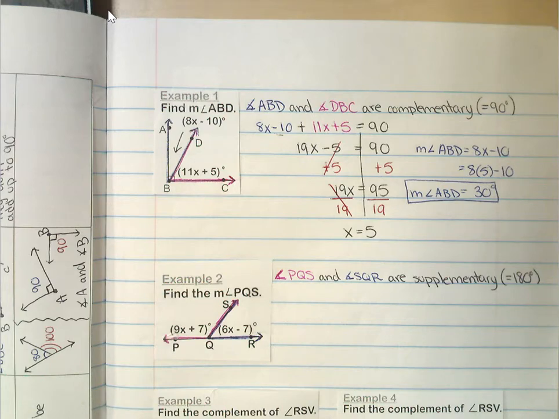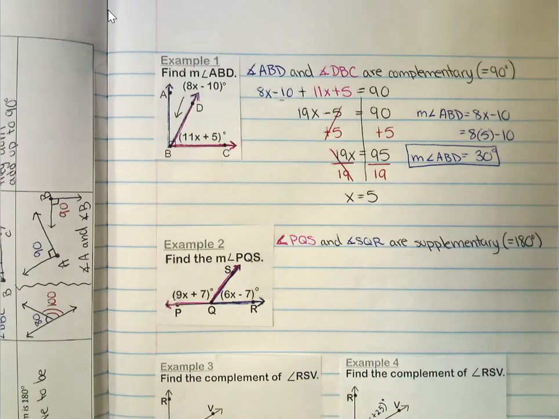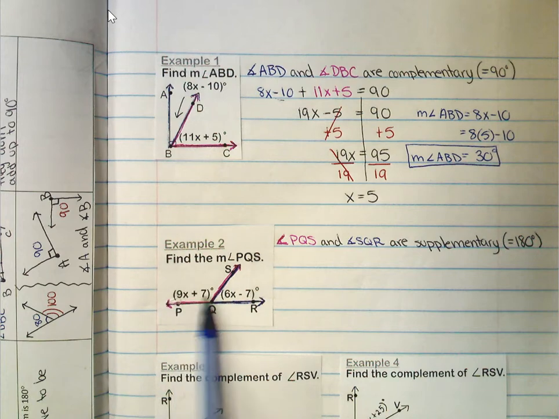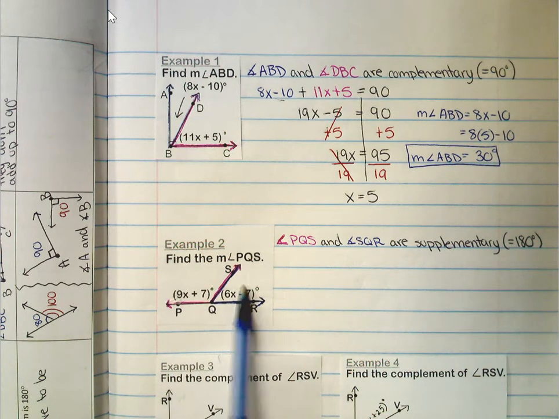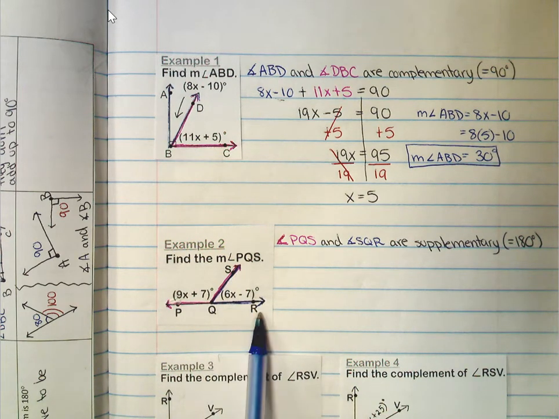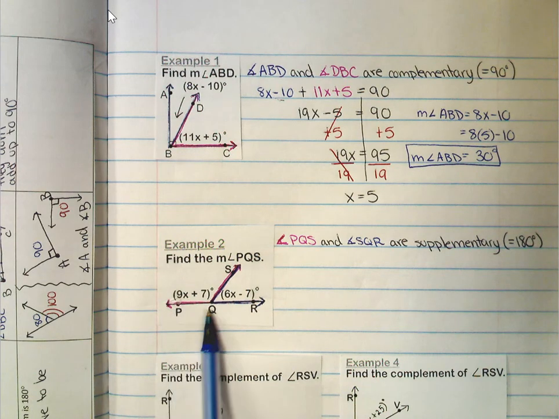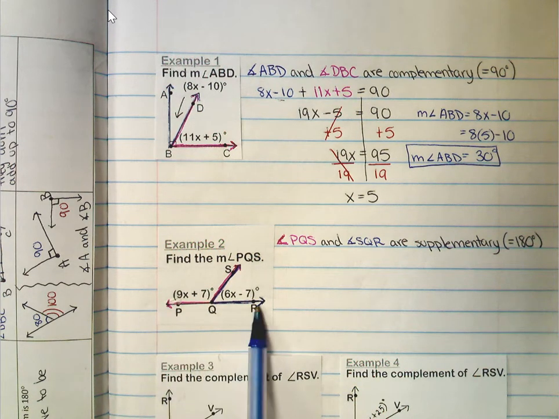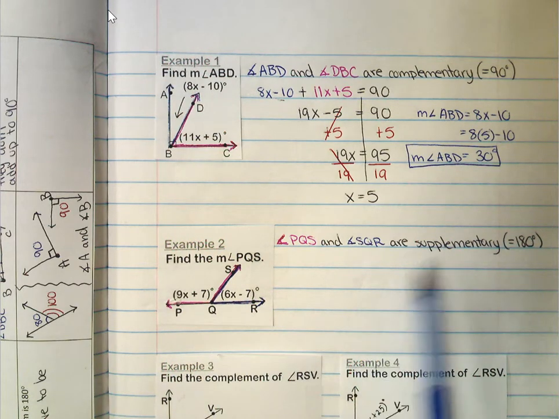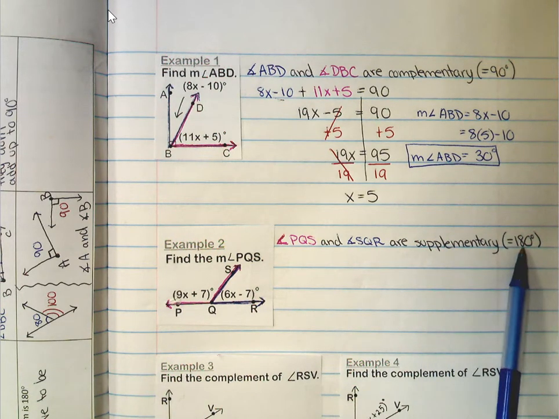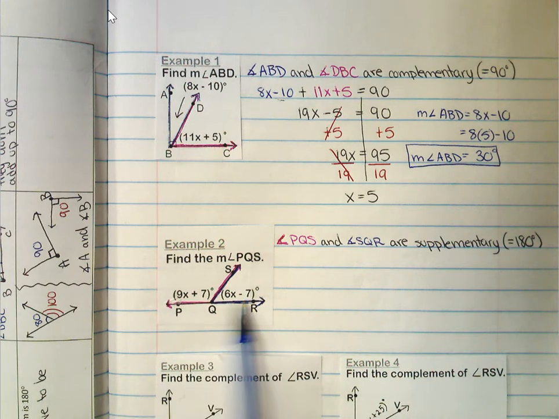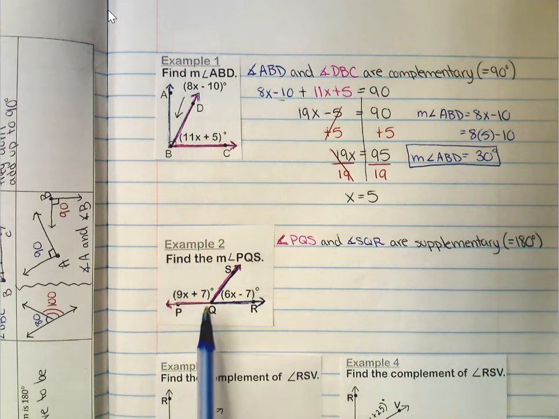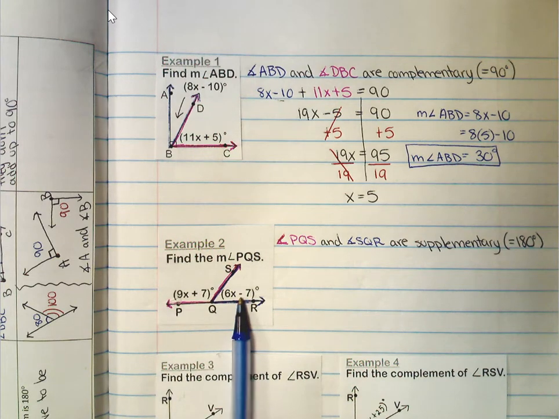Right, example 2 is very similar, but here we can see that my pink angle, which is PQS, and the blue one, SQR, those two are creating a linear pair. They create a line, and they're adjacent. So linear pairs are supplementary. That means that they add up to 180. Remember, all straight angles are 180. So in this case, I'm going to do the same thing. I'm going to add them, but I'm going to put it equal to 180.